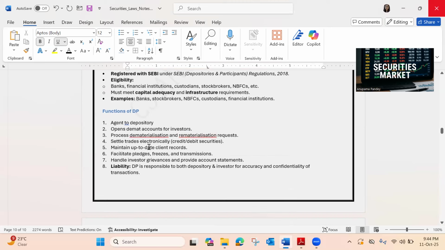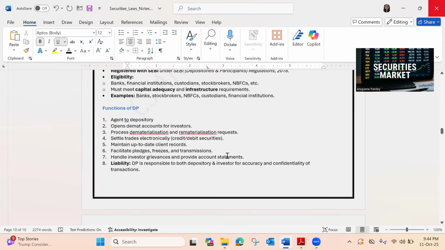So what all are the functions played by the depository participants? First one is to act as an agent to the depository, opening of demat accounts for investors, processing dematerialization and rematerialization requests, settle trades electronically, maintain up-to-date client records, facilitate pledge, freeze and transmission of shares, handle investor grievances and provide account statements. What all are the liabilities of depository participants? So DP is responsible to both depository and investor for accuracy and confidentiality of transactions.